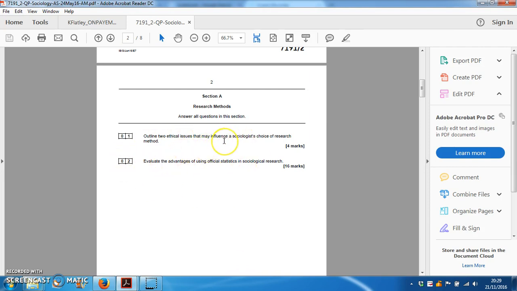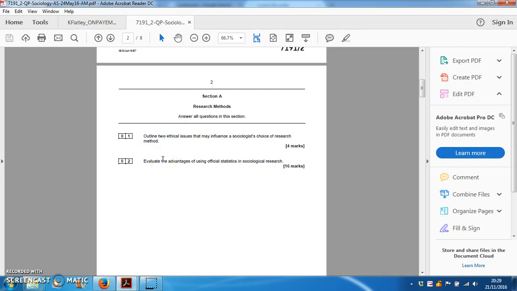The second question is an evaluate using either advantages or disadvantages or problems of a method. In this case it's about official statistics. And the feedback from the examiner comments on this question is that they really liked the fact that students outlined practical, ethical and theoretical considerations. It showed good structure in their answers, but what they did recommend was that it is asking you to evaluate.